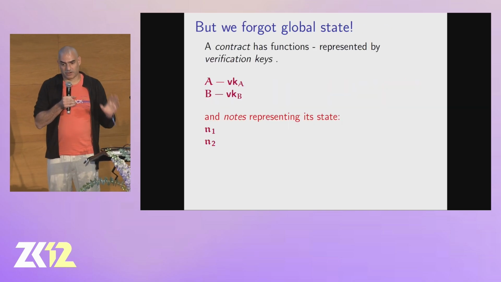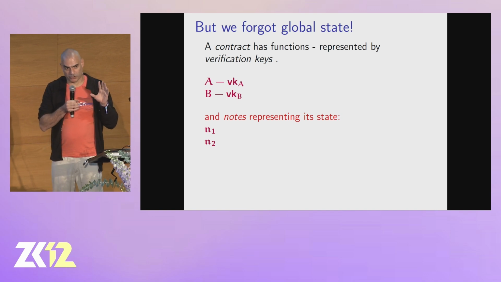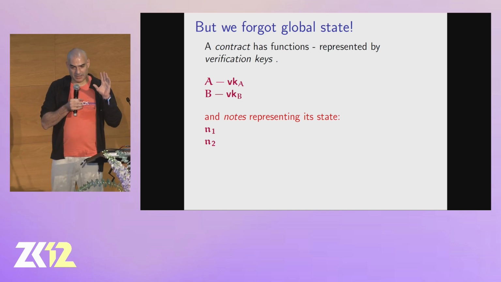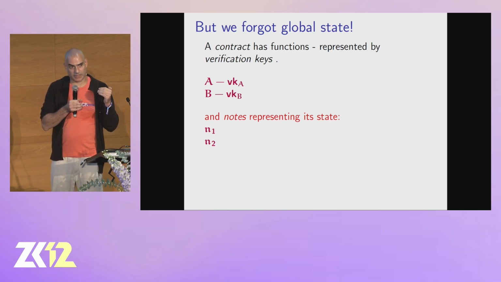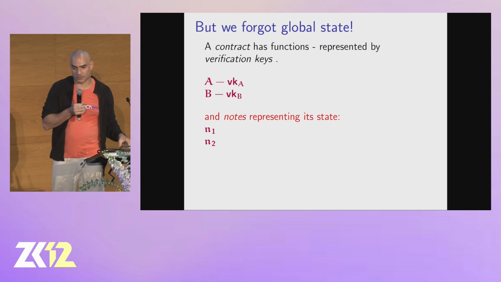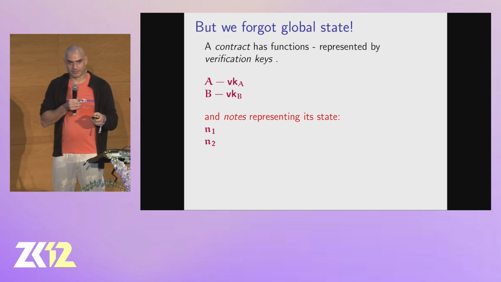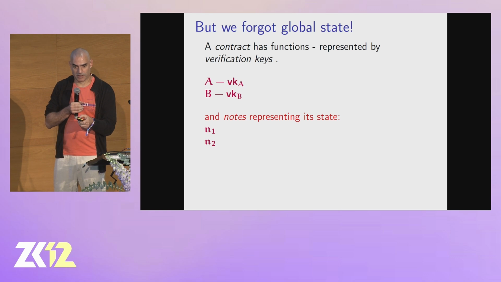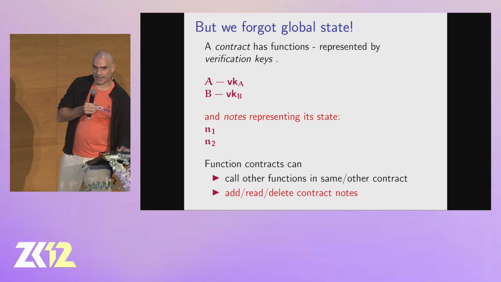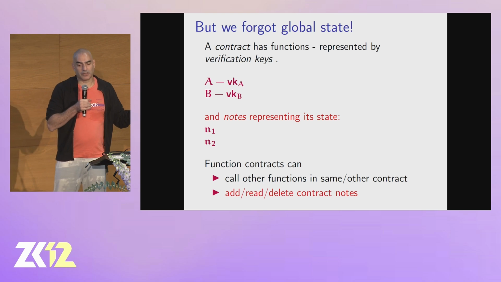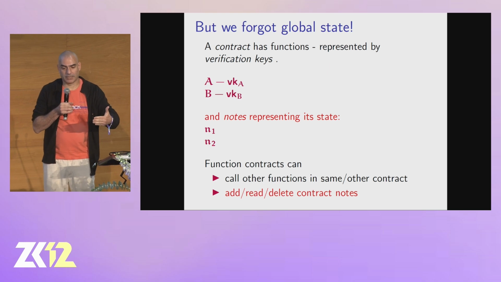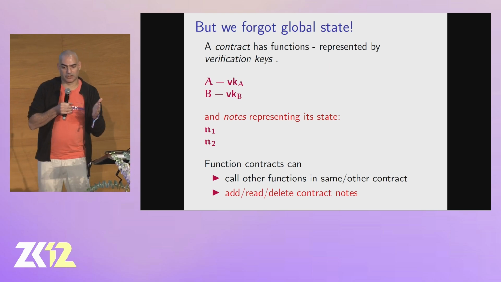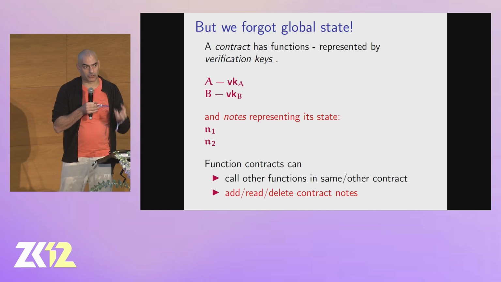But so far we forgot to deal with global state. In addition to functions, a contract in Aztec will have notes representing its state, for example, the notes N1 and N2. And in addition to calling other functions, a function, while it's executing, can add, read, or delete notes of its contract.